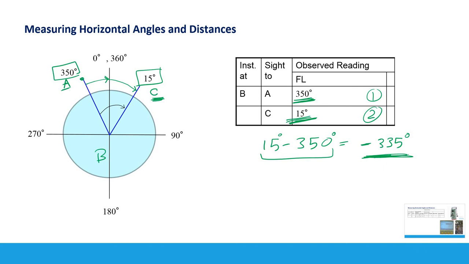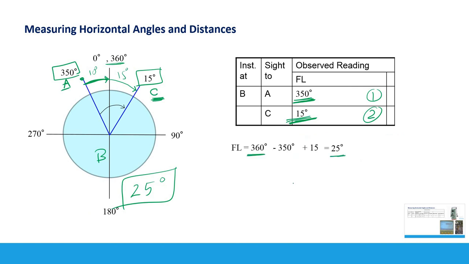So now if you look at this, it is very simple now to calculate the horizontal angle for this case. You will say, okay, from here to here, it is 360 minus 350, it is 10 degrees, and then from 0 to 15, it is 15 degrees, yeah? So it would be in this case 10 plus 15, 25 degrees, the horizontal angle in this case.